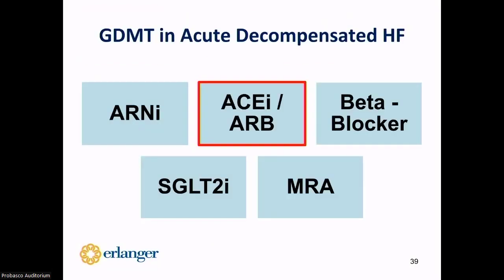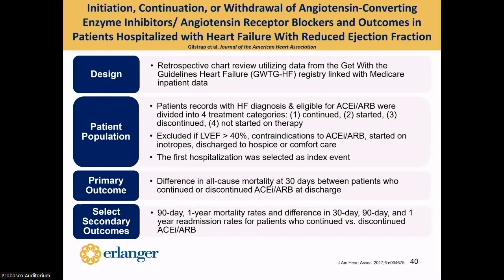Next, we'll walk through ACEs and ARBs and the literature that's out there to support them in acute decompensated heart failure. So this is a retrospective chart review of the Get With The Guidelines Heart Failure Registry that is only using linked to Medicare data performed by Gilstrap and colleagues. They just reviewed patient records for patients with a heart failure diagnosis who were eligible for an ACE and ARB, who were either started, continued, discontinued, or not started on these therapies during their hospital admission.